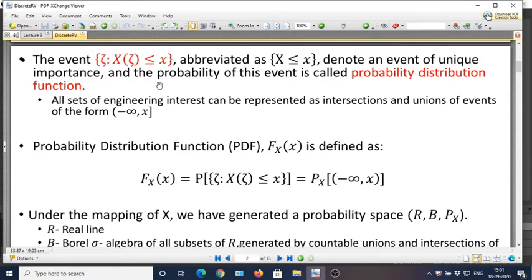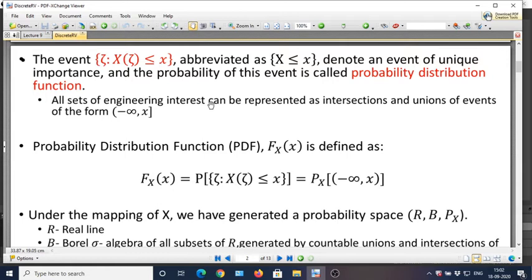So all such specification of probabilities to intervals of this kind, that is, the random variable X taking value less than or equal to a given value small x for every value x in the real axis, all such probability measures should be present, should be definable. We should be able to define them. So this is a requirement. The reason why is all sets of engineering interest.